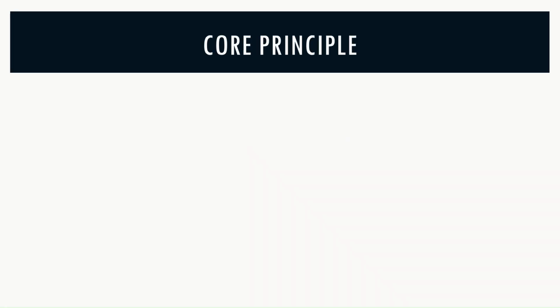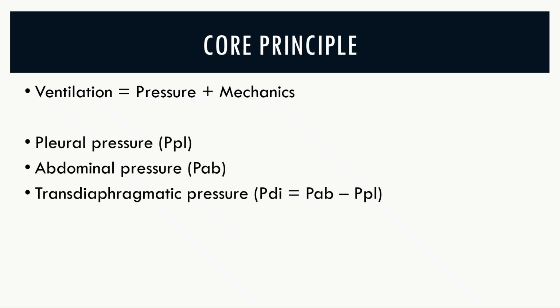Core principle on action of respiratory muscles and ventilation. Ventilation is driven by pressure gradients, especially transdiaphragmatic pressure, and requires coordinated interaction between the diaphragm and the ribcage. Without this coordination, effective breathing cannot occur.